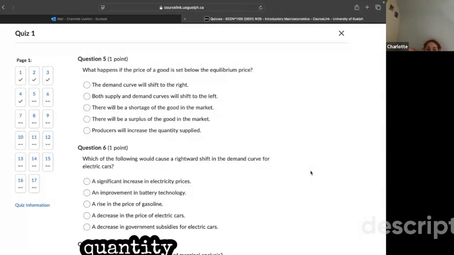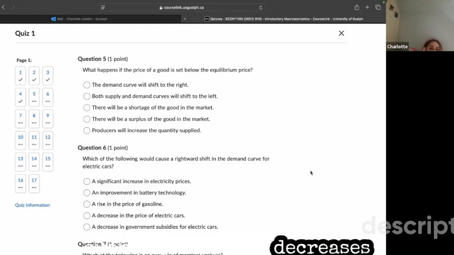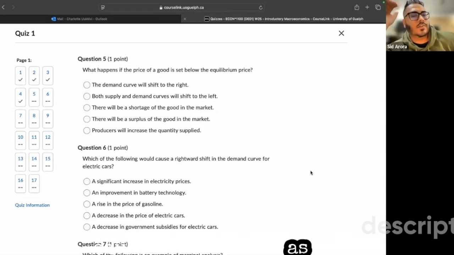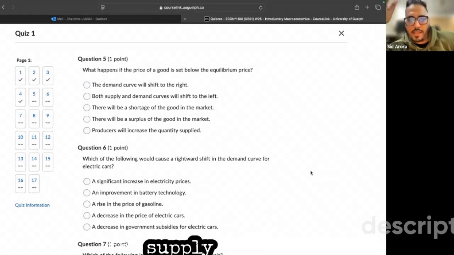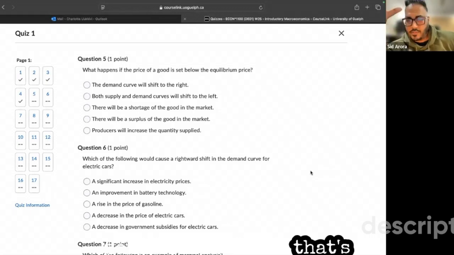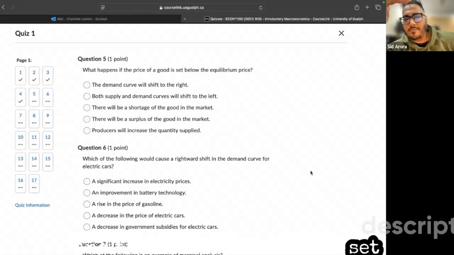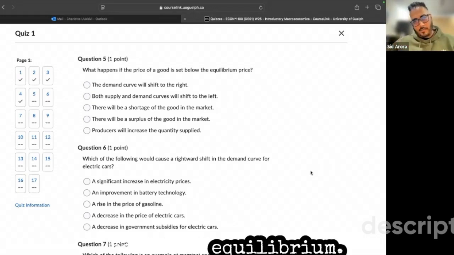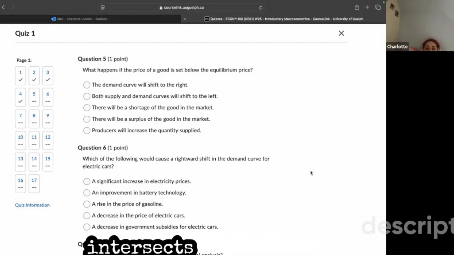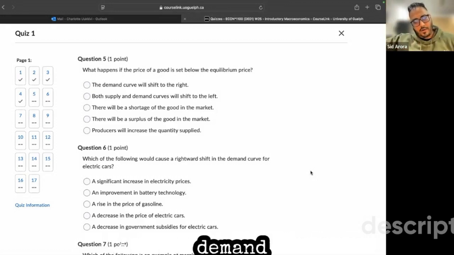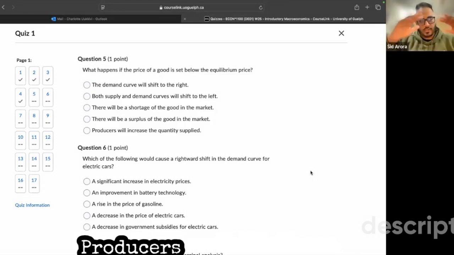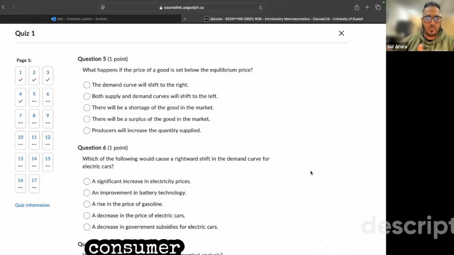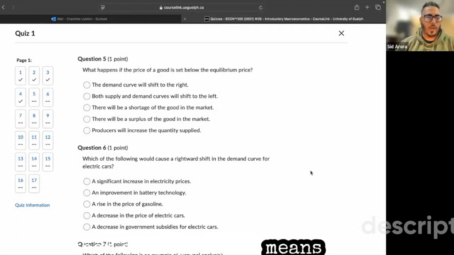The quantity supplied decreases and the price goes up. So think of the equilibrium graph as your starting point, right? The demand curve and the supply curve, where they intersect, that's your equilibrium. Then here, the price is set below the equilibrium price, so there's going to be another price line below the equilibrium. You find where that intersects the supply curve and the demand curve. If the price is low, producers would want to sell less at a lower price, and consumers would want to buy more at a lower price, right? So demand would be higher than supply, which means what?